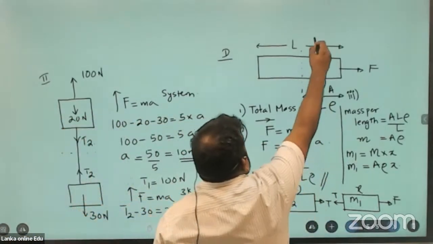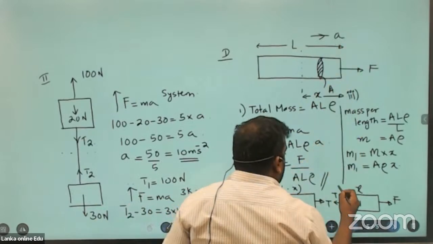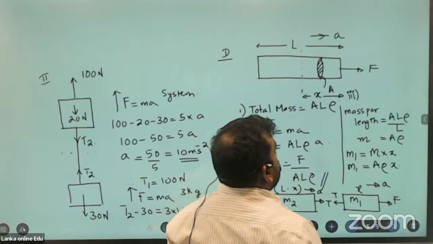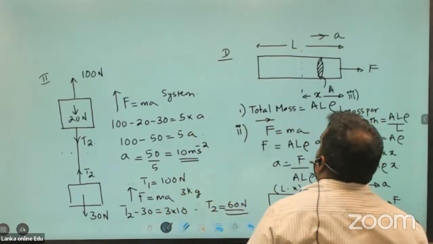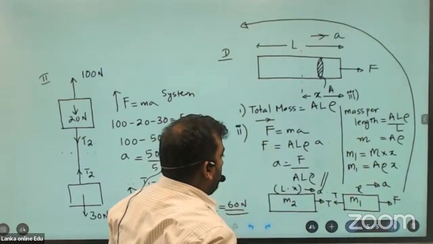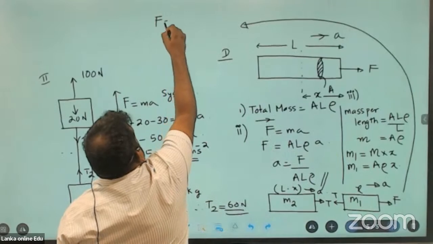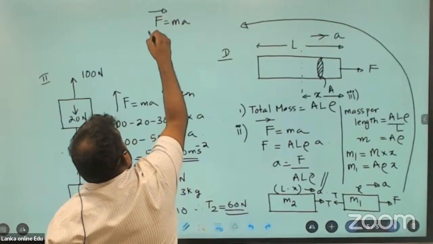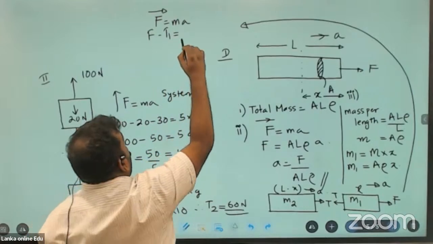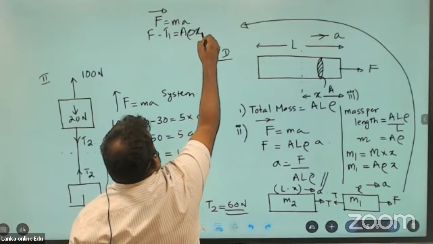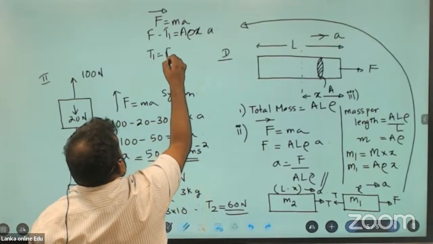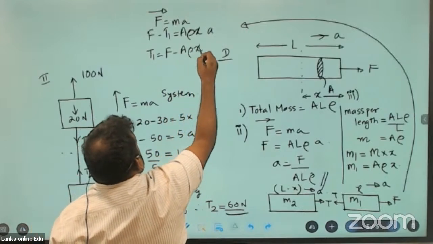Remember the acceleration in each part here and here are both the same. Same acceleration. So I'll do it somewhere here and finish it off. Apply F equals ma forward. F minus tension equals mass into acceleration. Mass is mass per length, M1, A rho x, times acceleration a. There you go. Tension equals F minus A rho x times a.